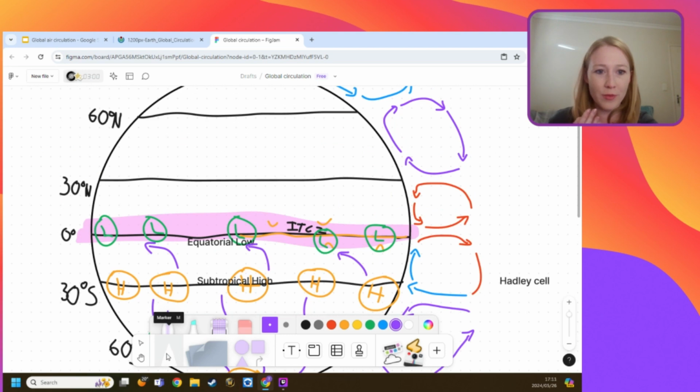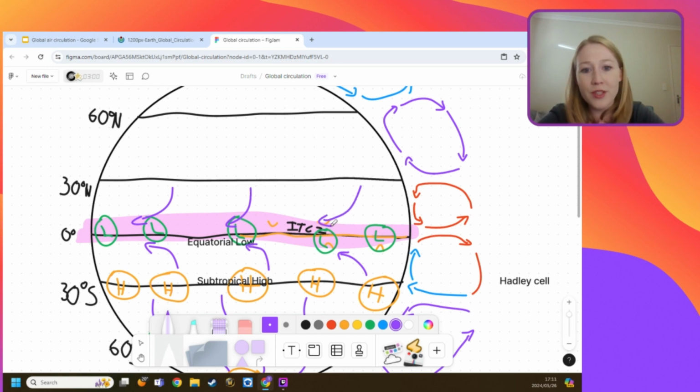So I'm just going to put in a few from the northern hemisphere. So if it's blowing from the subtropical highs, so that's the 30 degrees north, towards the equatorial low, now it's deflecting to the right. And the reason why I wanted to put those in is because I want you to see how they kind of align with the wind that's coming from the southern hemisphere. So they are converging and they're blowing into the same direction.